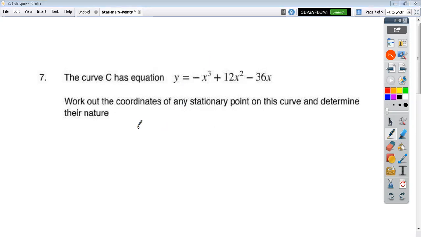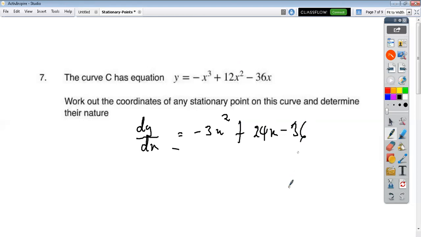So dy over dx, finding the gradient, is equal to minus 3x squared plus 24x minus 36. Clear now? But now we have to equate that to 0, this whole thing. So 0 is equal to minus 3x squared plus 24x minus 36.